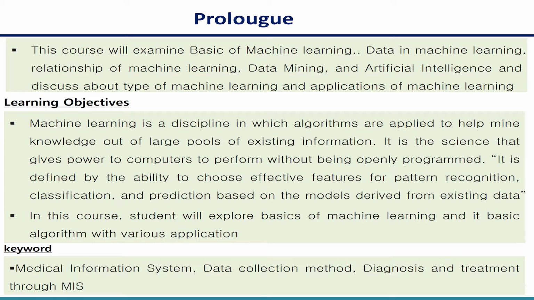The objective of this class: machine learning is a discipline in which algorithms are applied to help mine knowledge out of large pools of existing information. It is the science that gives computers the power to perform without being explicitly programmed. So it is defined by the ability to choose effective features for pattern recognition, classification, and prediction based on models derived from the existing data.